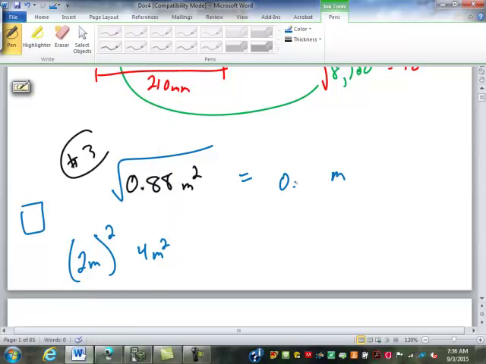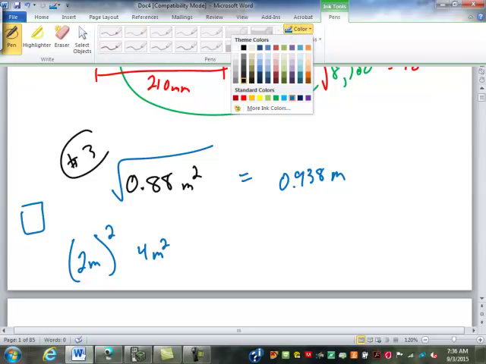0.938 meters. I was able to figure it out. I just couldn't understand why. Yeah, because the powers and the roots are just like multiplication and division, where you also have to operate on the names. Any other questions?